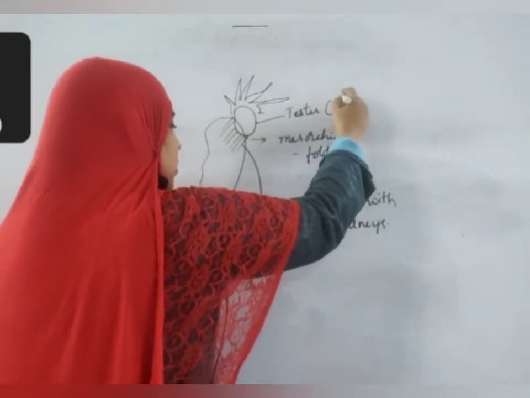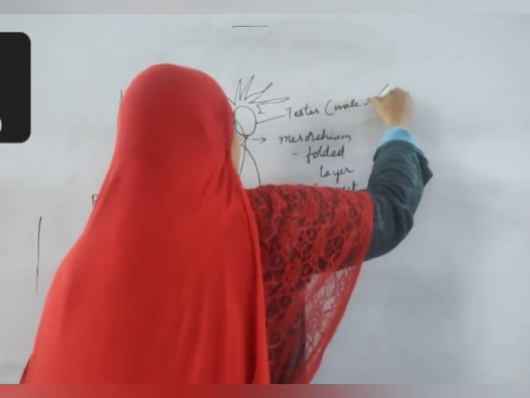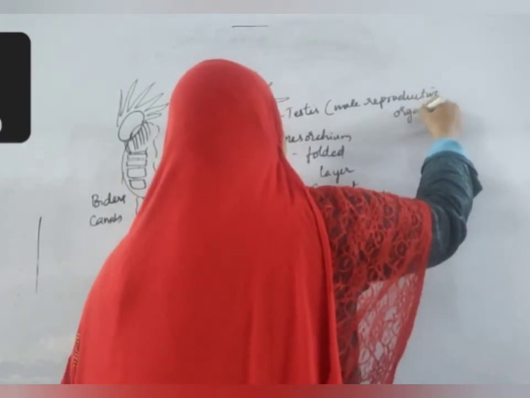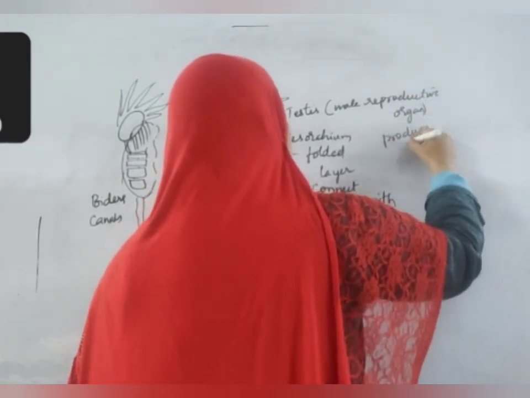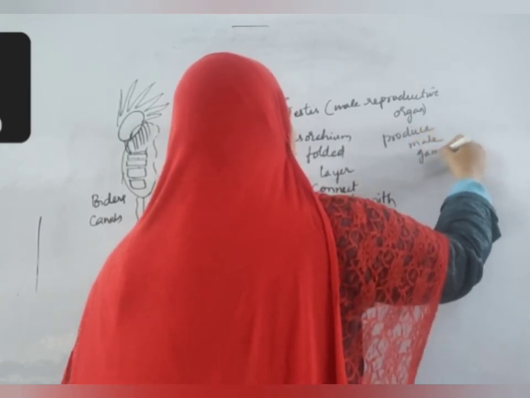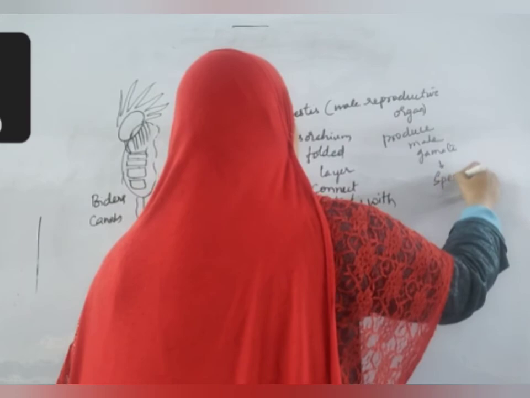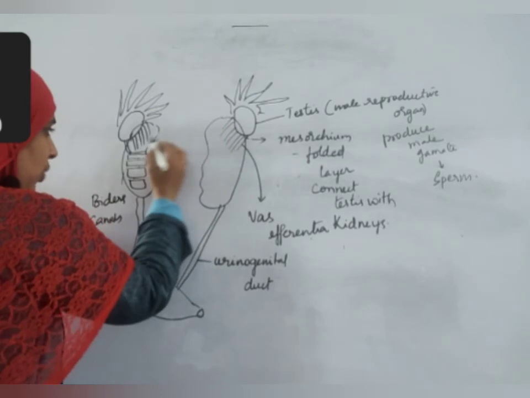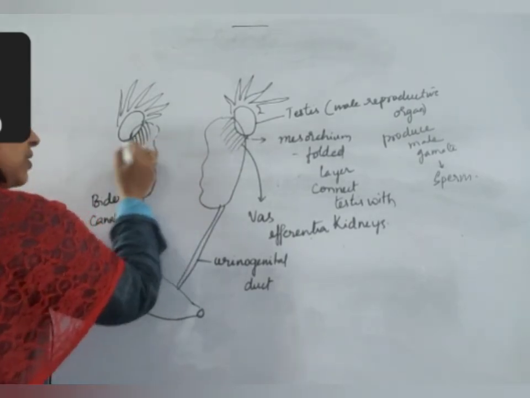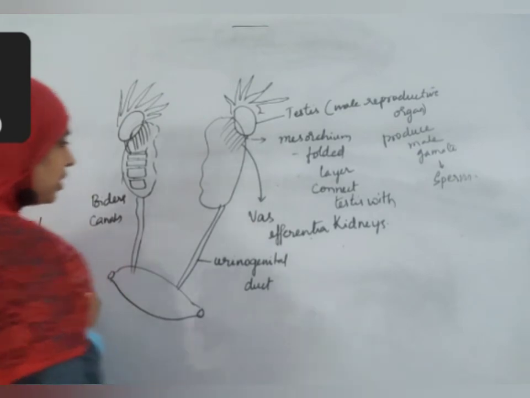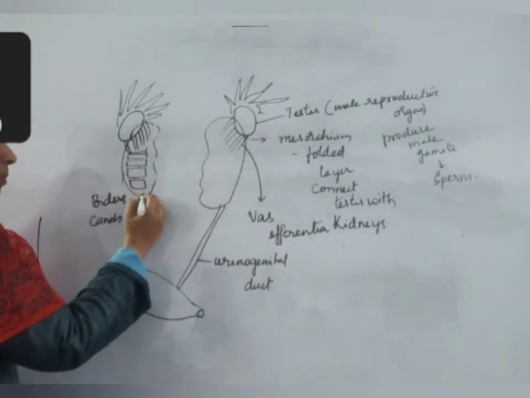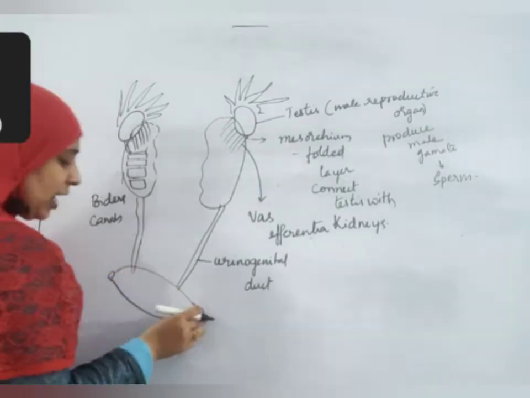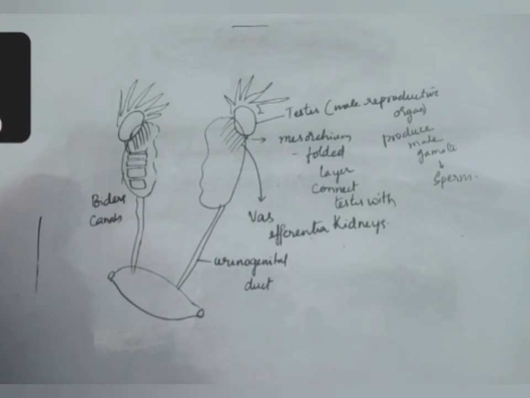This is the male reproductive organ. This male reproductive organ produces the male gamete. What is the male gamete? The male gamete is sperm. This sperm enters from the testis into the kidneys, Bidder's canals, through vasa efferentia. Vasa efferentia carries it to Bidder's canals. From Bidder's canals, it enters into the urinogenital duct, from there into the cloaca, and it goes out of the body through the cloacal aperture.